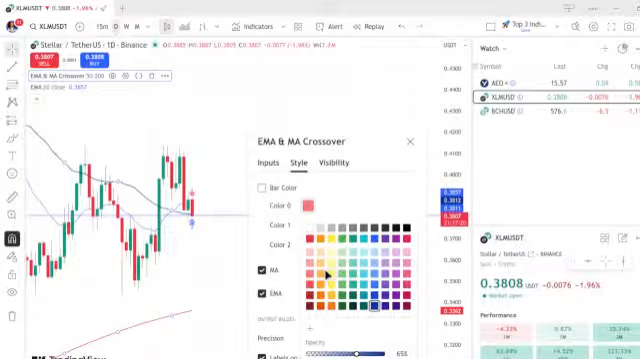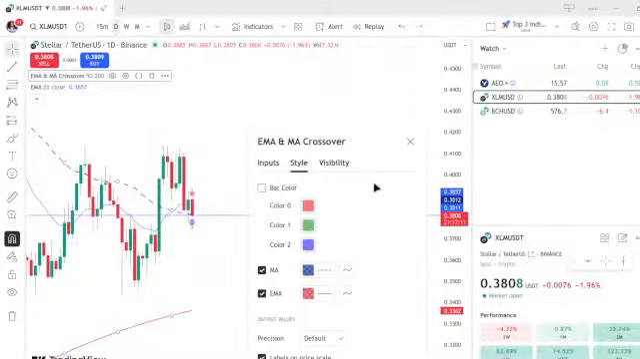Okay, so the dashed line, that's what you want. You want it to cross below this dashed line. This dashed line represents the 50-day moving average. Then this straight line represents the 20-day moving average. So you want the price to pull back, right below the dashed line.